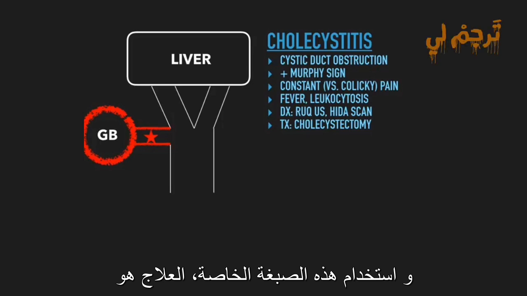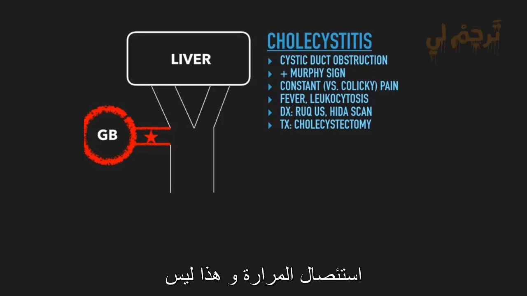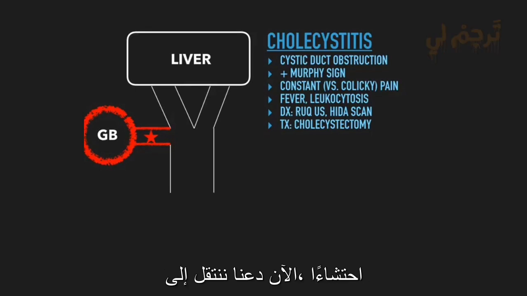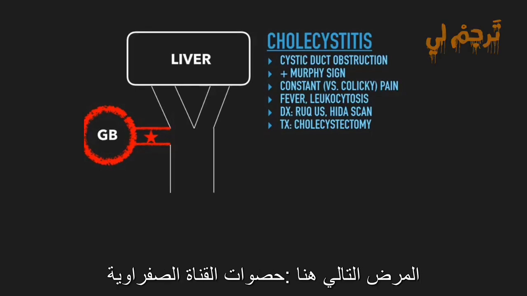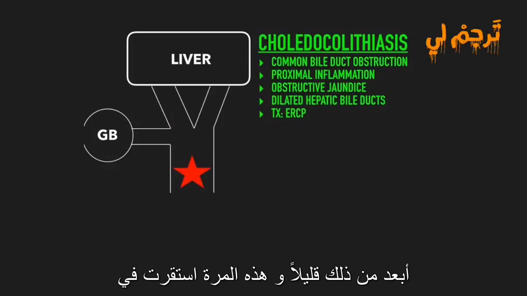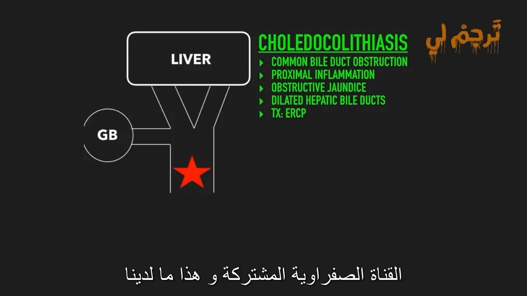The treatment is a cholecystectomy, and this is not an elective procedure. The gallbladder has to come out because it's inflamed and you could infarct it. Now, let's go on to the next pathology here, choledocholithiasis. So let's say that the stone that was in cholecystitis went a little bit further, and this time got lodged in the common bile duct. That's what we have here.